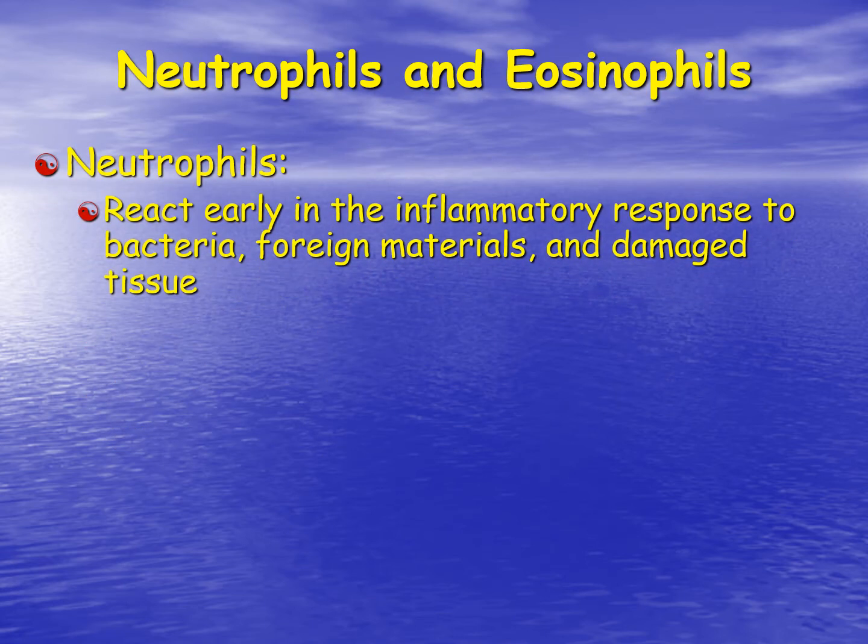Neutrophils are the earliest phagocytic cell that responds to injury. So they react very early in the inflammatory response. They are the first ones there. They come in huge numbers because they simply are in huge numbers in circulation, but they die pretty quickly. And so the neutrophils are the first phagocytic cell into an area of injury and or infection.